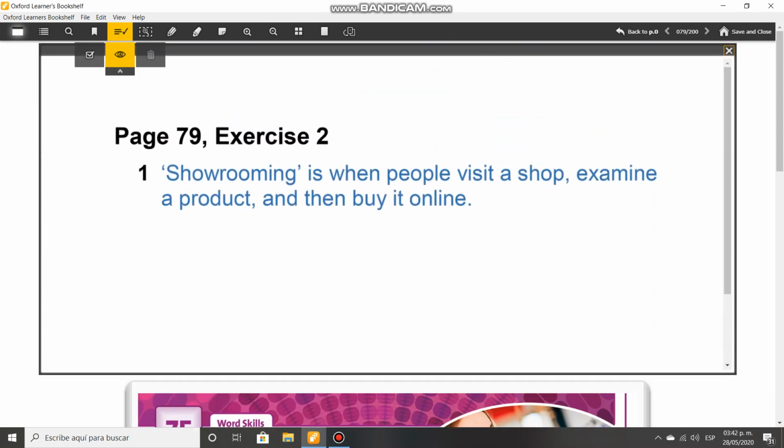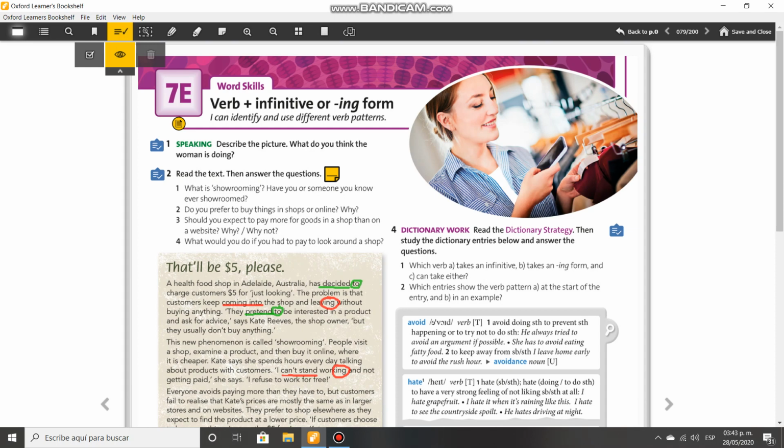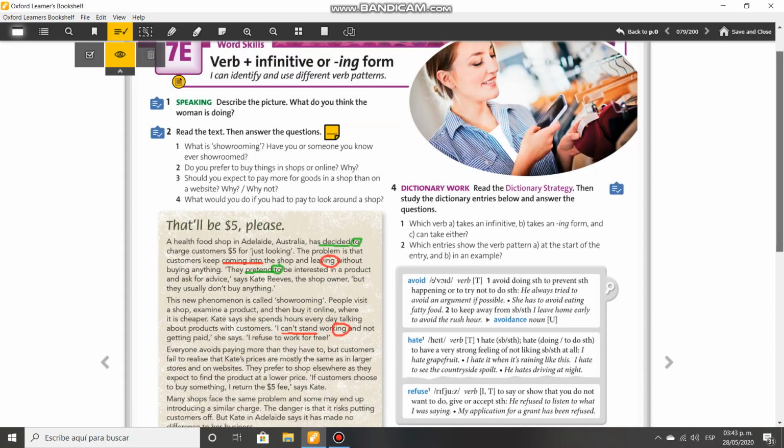Okay, so number one, showrooming is when people visit a shop, examine a product, and then buy it online. That's the meaning of showrooming, okay? And for questions 2, 3, and 4, you have to write your own answers. I have already given you my answer. In this case, what do you think the woman is doing? She's taking a picture of the price because maybe she's going to compare the price with the same product to buy it online, right? I think that will happen.